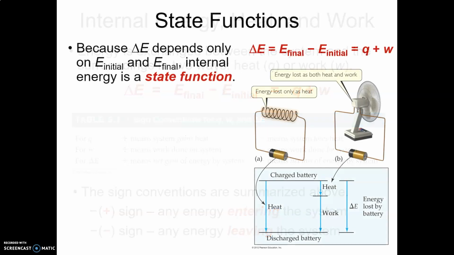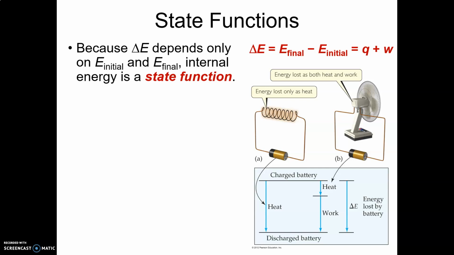Okay? All right. Because delta E depends only upon the initial and final states, we say that the change in internal energy is a state function. Remember, basically anything you can represent as a delta, and it makes sense to represent it as a delta, is a state function. So delta P, change in pressure, delta T, change in temperature, delta V, change in volume, right? These are all state functions.